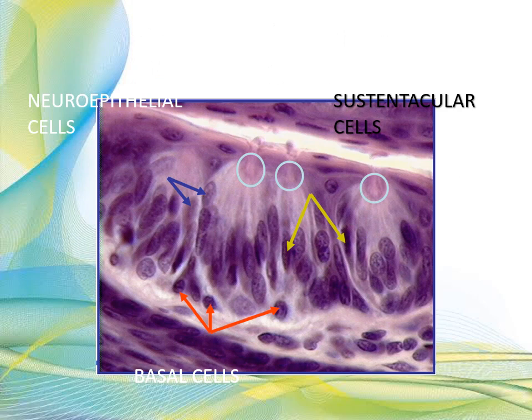So, yan. Ito yung sustentacular at saka ito yung neuroepithelial. Ano daw pinagkaiba ng dalawa? Mas darkly staining yung sustentacular kaysa sa neuroepithelial. Tapos pag basal naman, ibig sabihin nasa pinaka-base, yan siya yung nasa baba.